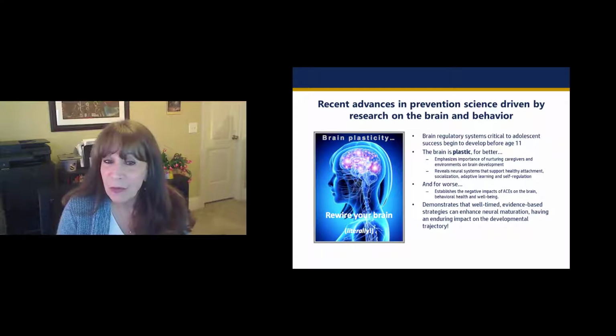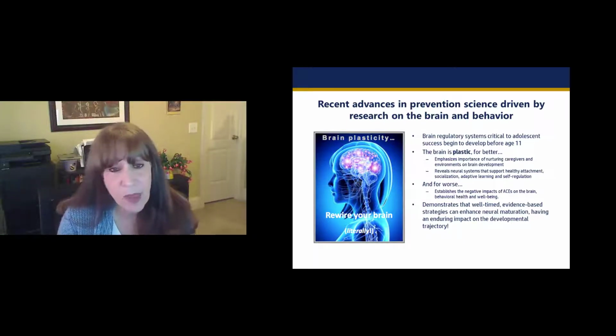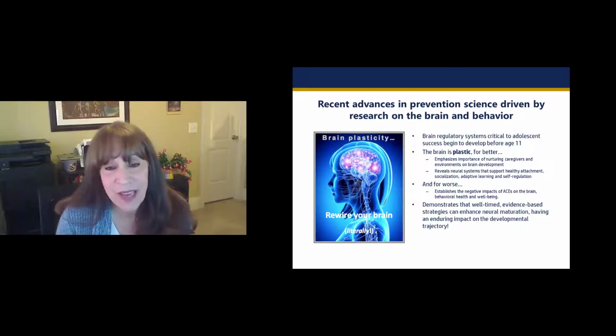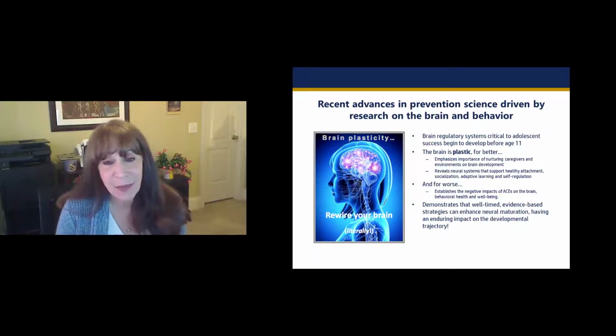And then in the for worse part of the equation, we're starting to see what happens when these systems don't develop well, primarily because of the impact of adverse childhood experiences on the brain, which have implications for how our behavior is regulated and our well-being throughout the life course. So brain plasticity is good if you have nurturing conditions, and it's not so good if you have ACEs because of the impact on the brain.